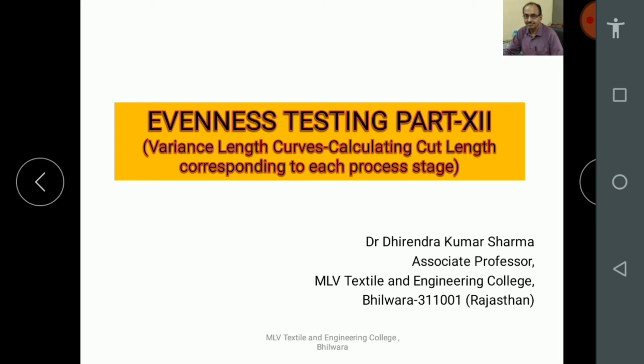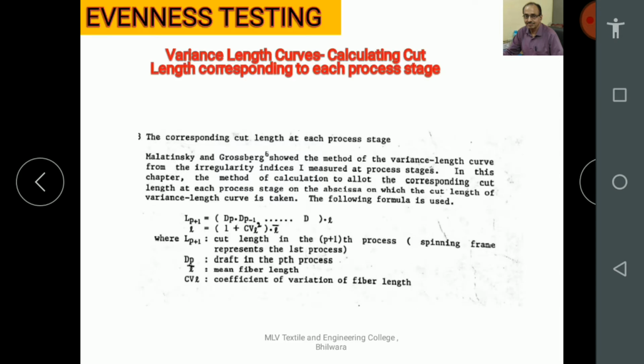CV at various cut lengths is calculated and plotted for an ideal material, means for a material which is free from any faults. It will be an approximately straight line. However, if there is a fault in any process, then instead of being a straight line, it will deviate a little bit from the straight line. So the point is that where it is deviating, we need to find out which is the process which is adding irregularity into the materials.